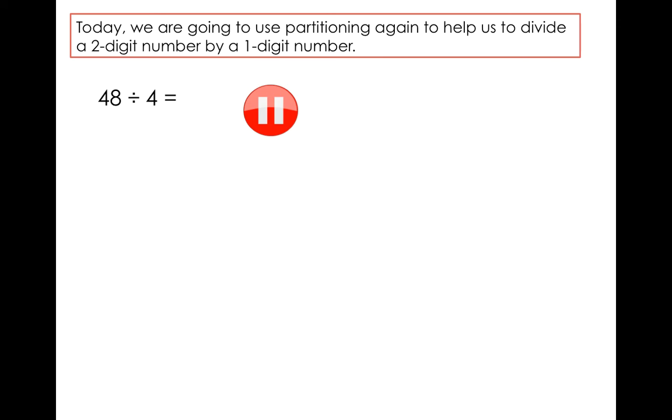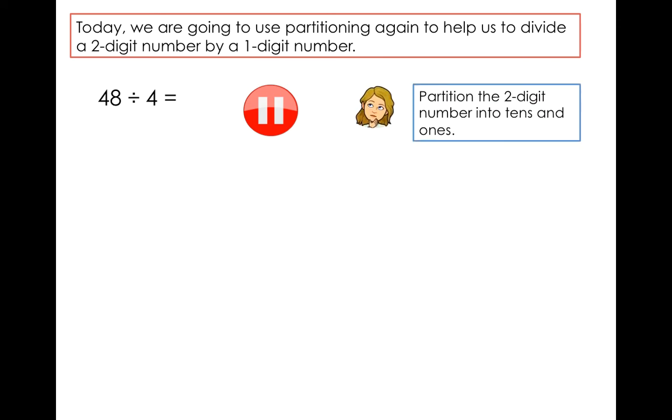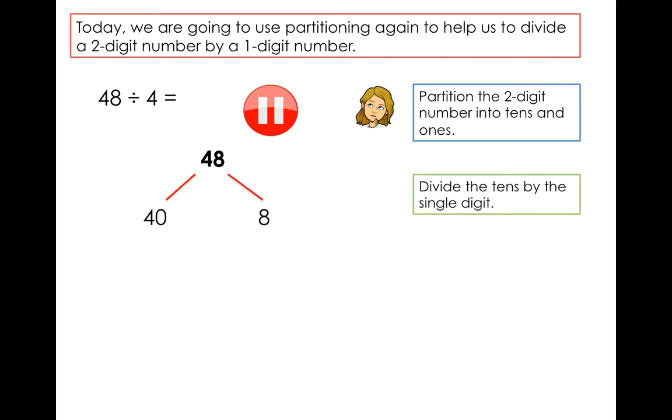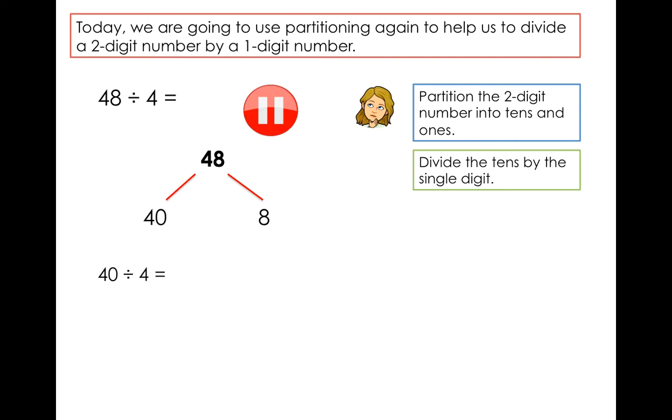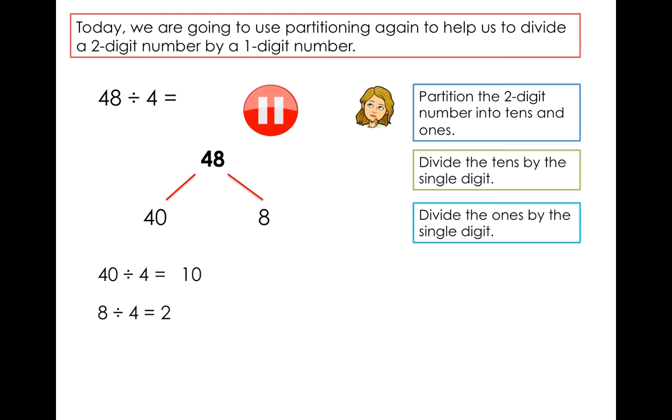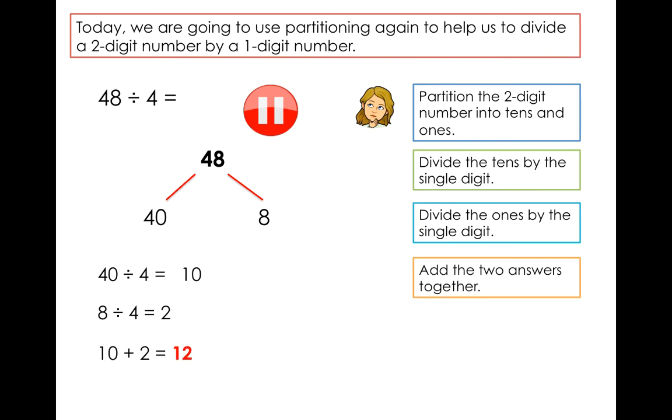Okay, brilliant. How did you do? So you should have partitioned 48 into 40 and 8. Then you should have divided the tens by the single digit 4. So 40 divided by 4 gives you 10. And then you should have divided the ones by 4 to give you 2. Then we add the two answers together, 10 add 2, and that gives us 12. So 48 divided by 4 is 12.